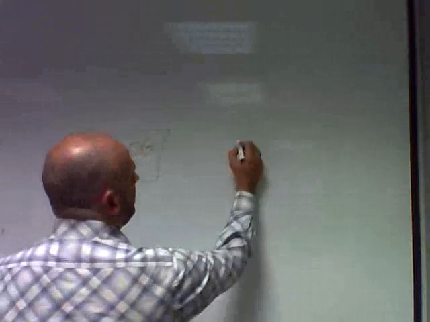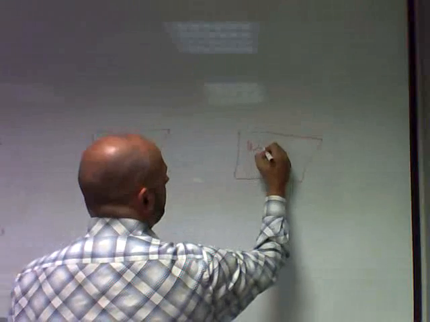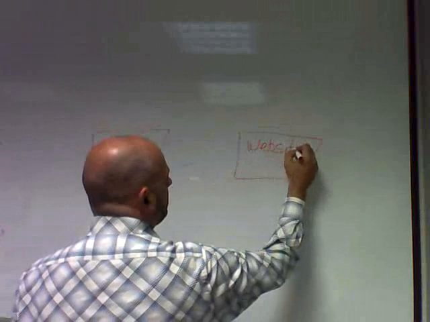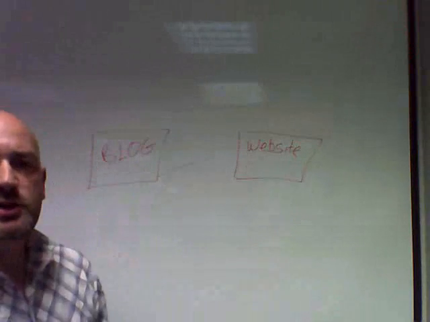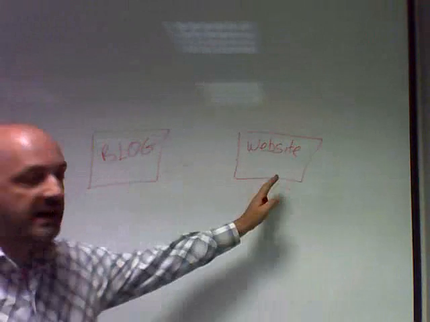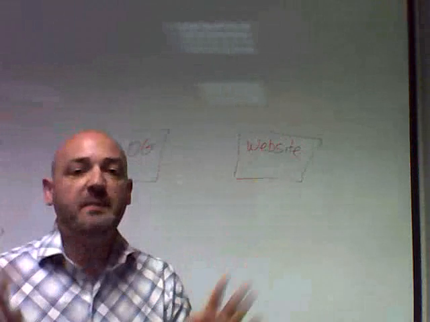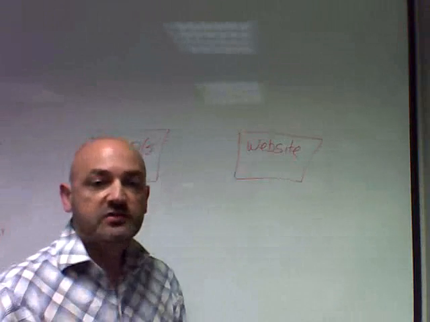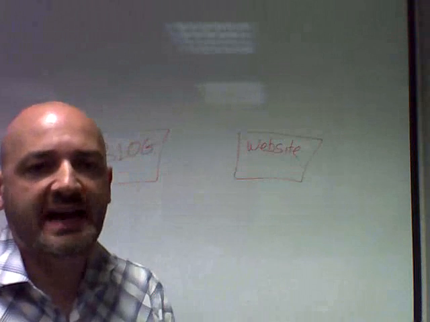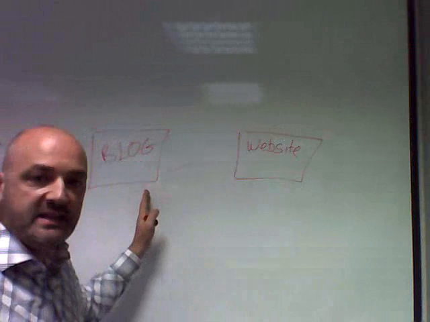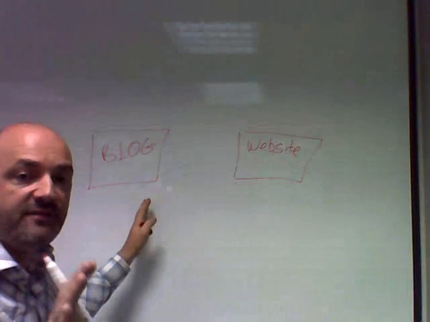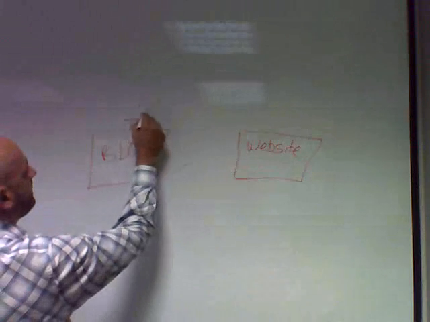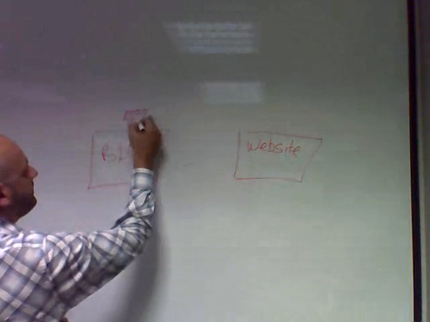But the really good thing about a blog is separate to your website. So I'm going to draw your website over here. Okay? So you can have your blog and you can have your website as two separate entities altogether. Now, there's certain advantages for doing that. On the blog, we can then take a really nice little thing called a feed off of the blog. So we can take a feed.